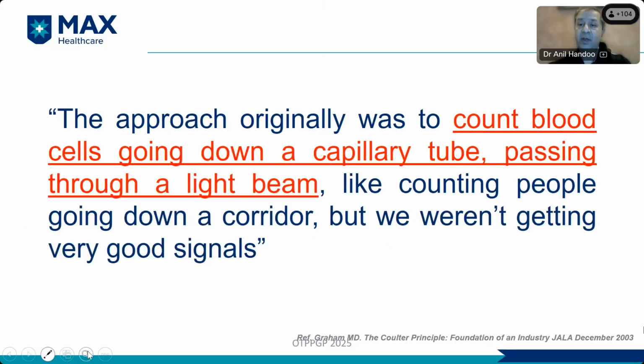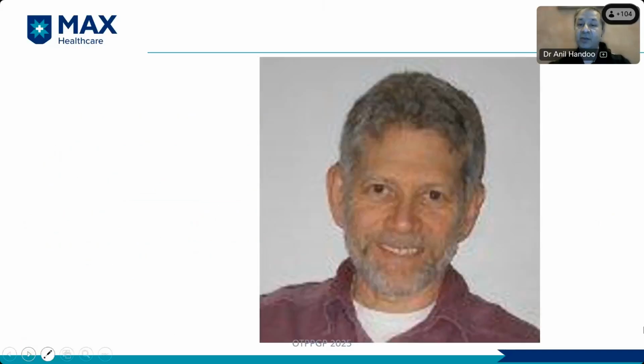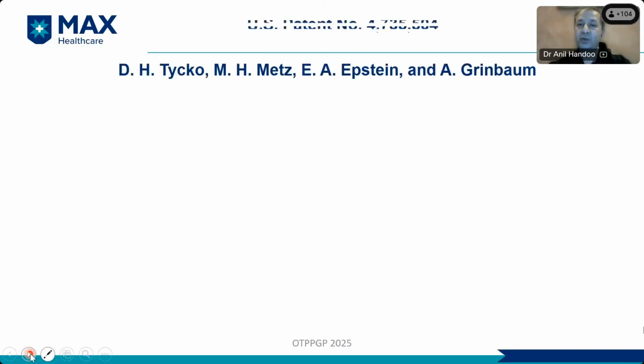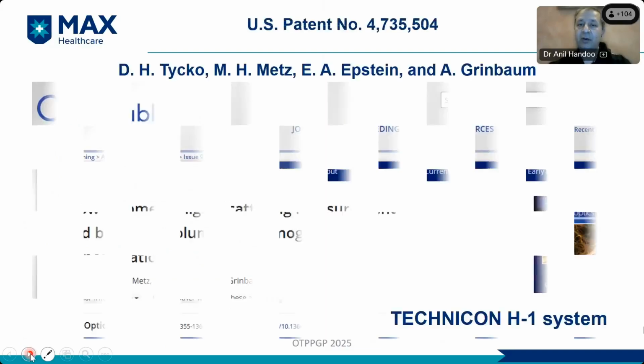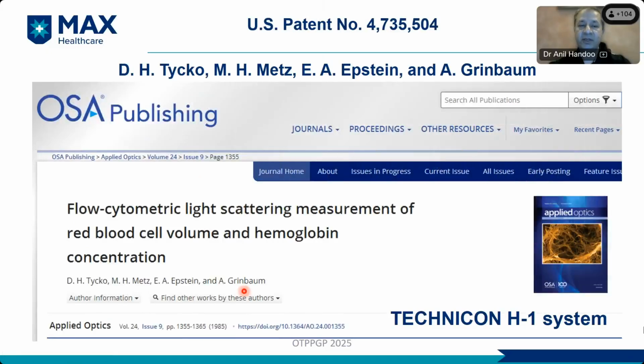But remember, they were not the first people to get us the cell counts. The first cell counts actually came by fluorescence flow cytometry. And this was by the cells going through a capillary tube and passing through a light beam. And this was actually given by this gentleman here by name E.A. Epstein, which I asked you in the question previously. And he was one of the scientists who used to work for Technicon, and he got a patent for this, which was published much earlier.